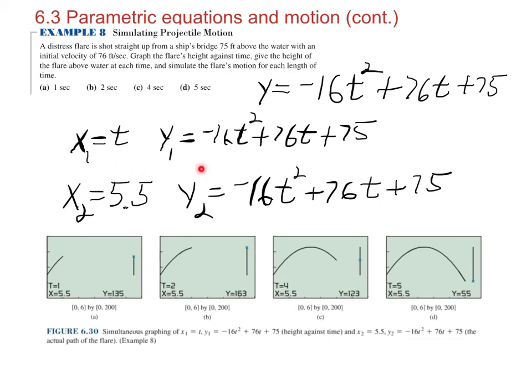This first set of equations here is what's drawing the curve. That is when t is 1, 2, 4, and 5, just like the question asked. And the second equation is simply showing the height of the flare above the water at each time. So this is simply simulating the flare's motion. It's going up, going up, coming down, and it's down. That's all there is to that one.